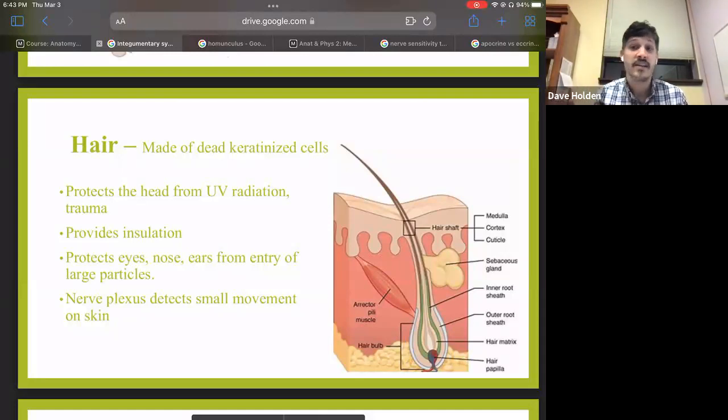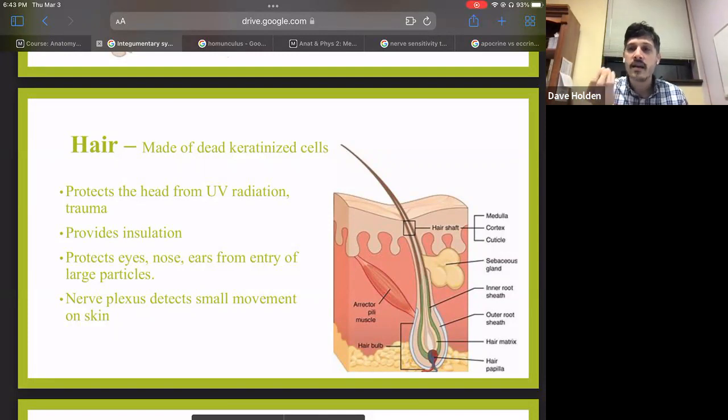It also provides insulation, as all hair does, right? It holds air really close to the scalp. Your body warmth heats up that air. So we've got a nice warm layer held close to the skin. It also protects ports of entry from large particles. So this is why we have nose hair and ear hair, right?